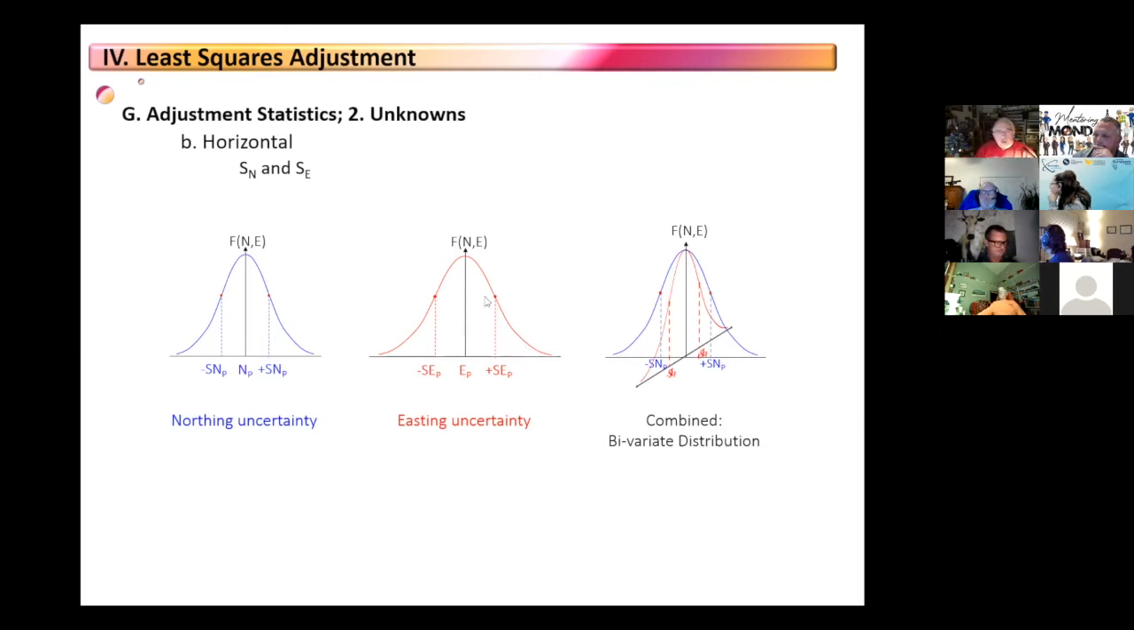So if we combine these two graphs together, we have what's called a bivariate distribution. That is, they're normal distributions, but they're a function that are related to each other. So if you kind of squint and look at this in 3 dimensions, you've got one distribution in the north-south direction, and another one in the east-west direction. And here are our standard deviations for those guys right there.